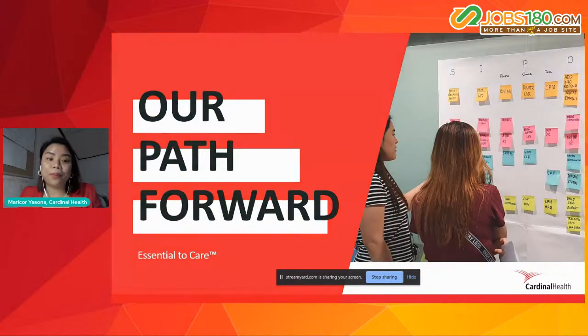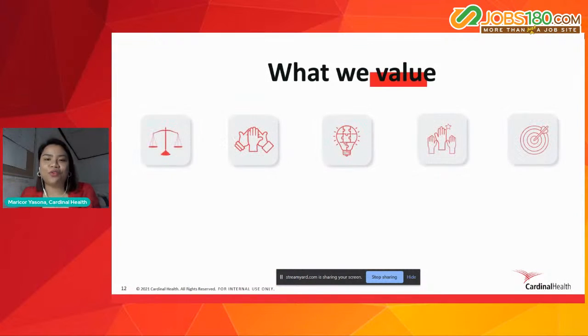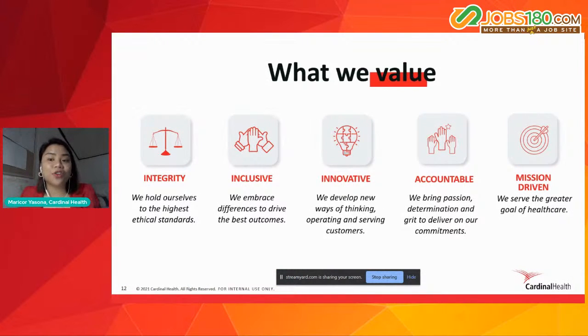We consider every employee as a family member. I know you've been hearing that from JP, and we consistently strive to foster an environment where everyone can bring 100% of their genuine selves to work. Of course, as you can see, what we value is integrity, inclusive, innovative, accountable, and mission driven. In Cardinal Health, we believe in integrity, doing the right thing even when nobody's watching. We also strive to be inclusive and welcome team members regardless of their backgrounds, generations, and gender identifications.